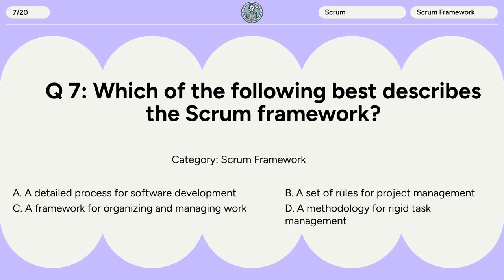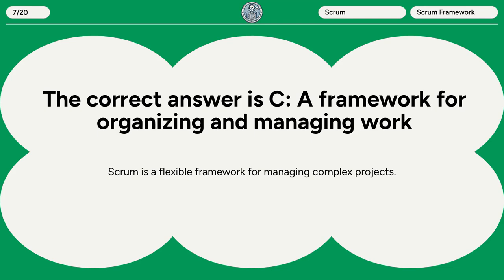Question 7. Which of the following best describes the Scrum framework? A. A detailed process for software development. B. A set of rules for project management. C. A framework for organizing and managing work. D. A methodology for rigid task management. The correct answer is C. A framework for organizing and managing work. Scrum is a flexible framework for managing complex projects.